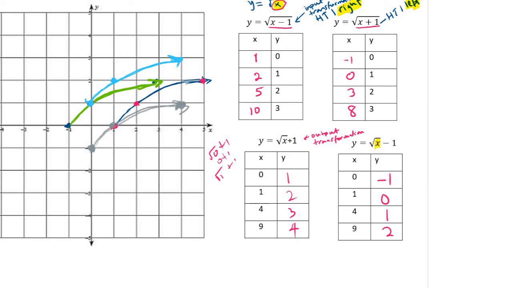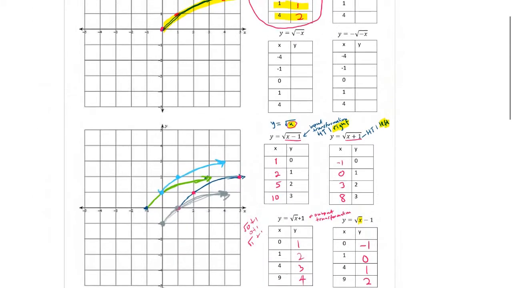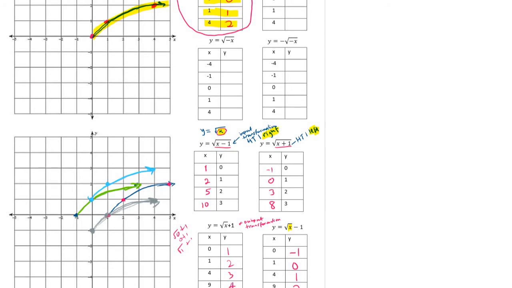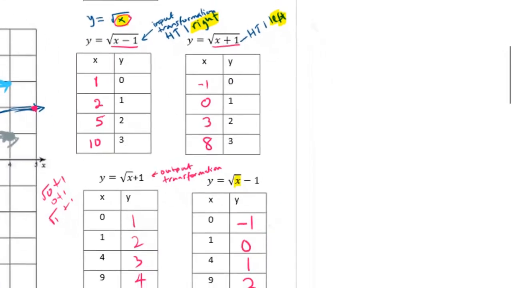Okay. If you compare this gray graph with the original parent function, you will see that the gray graph is moved down. It's shifted down by 1. So let's write the annotation here.